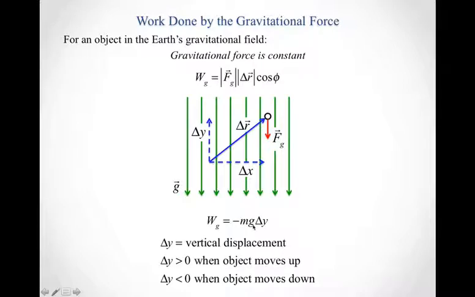Second, notice I'm burying a sign inside delta y. So if my object moves up, delta y is positively valued. If my object moves down, delta y is negatively valued. And so if I think about how delta y is defined, if my object moves up, delta y is positive.